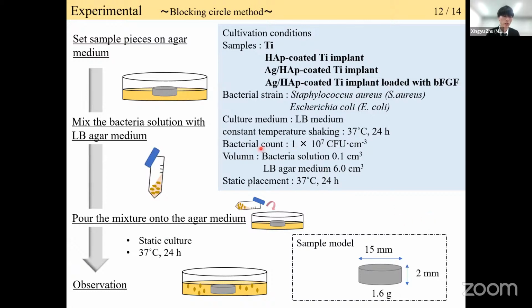And next, to confirm the antibacterial effect, we conducted the blocking circle method. This is the culture condition of Staphylococcus aureus and Escherichia coli. After setting the sample on agar medium, the prepared bacterial solution was mixed with LB agar medium and poured onto the sample. The samples were observed after the incubation at 37 degrees for 24 hours.